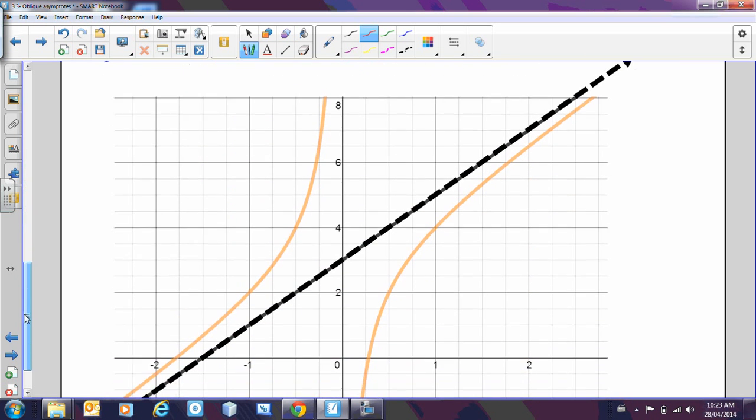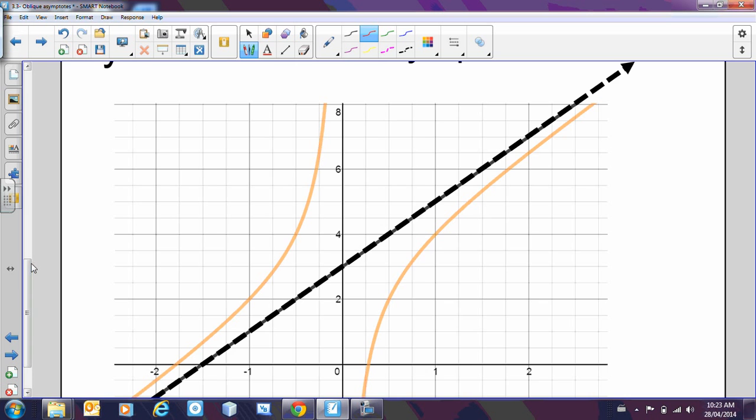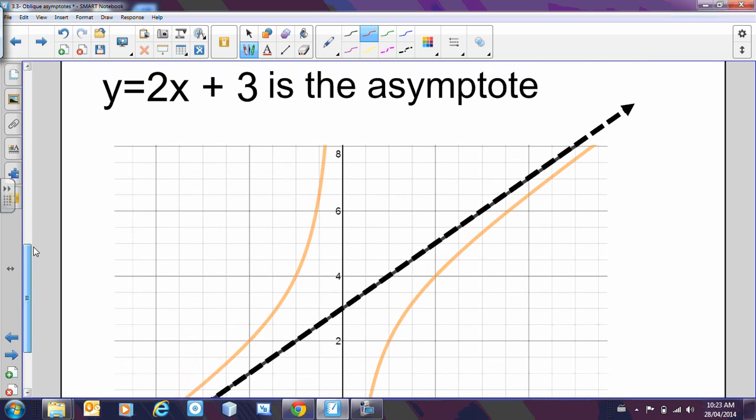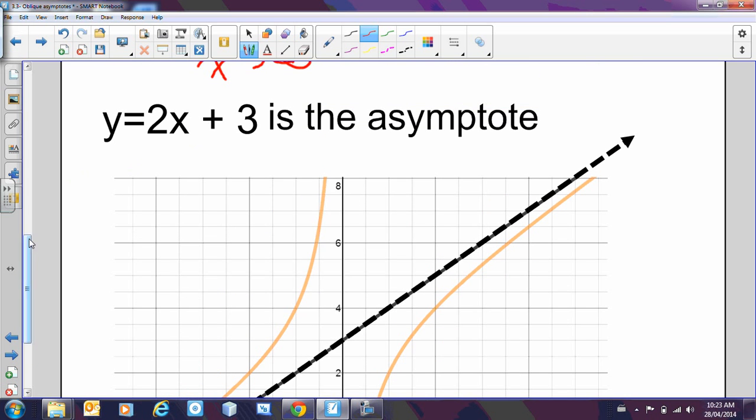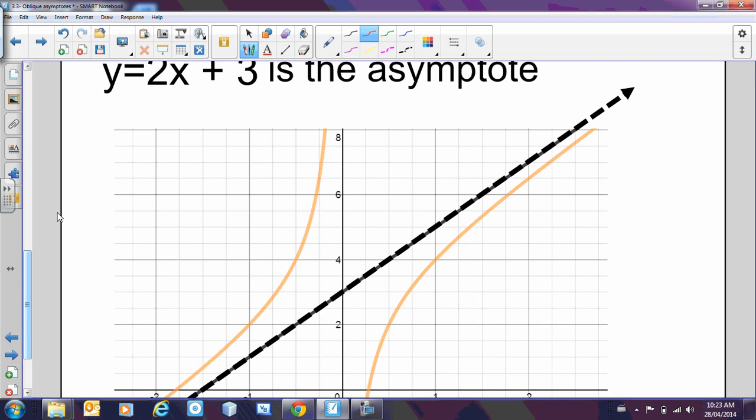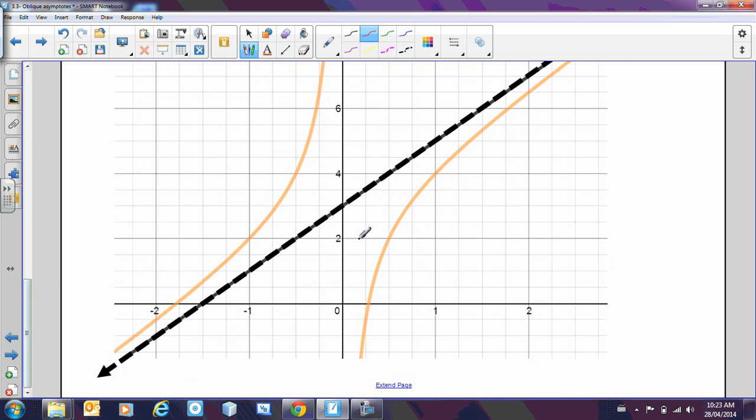And this is just the graph off the other page. The asymptote is dotted, 2x plus 3. Of course, the rest of what's going on here will be determined some other way. It looks like there's a vertical asymptote here at 0, but as far as the oblique itself goes, that's what we're going to do.